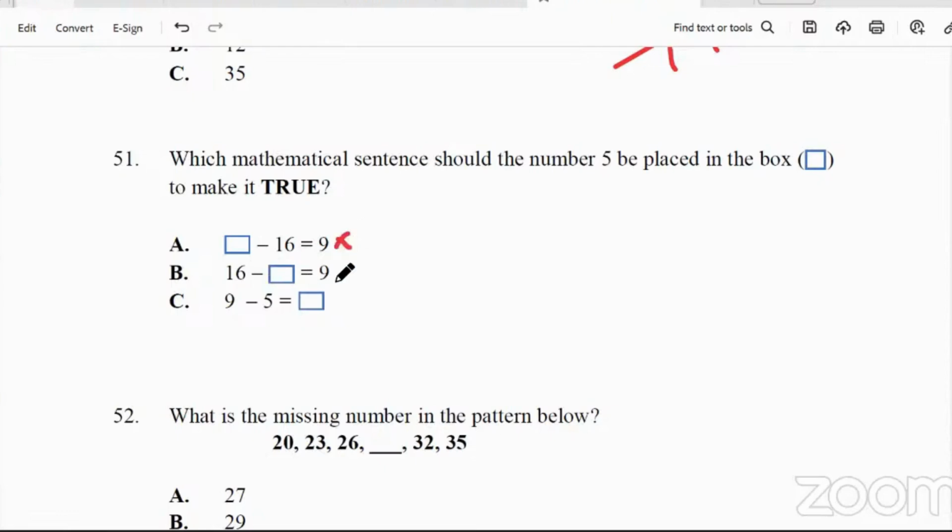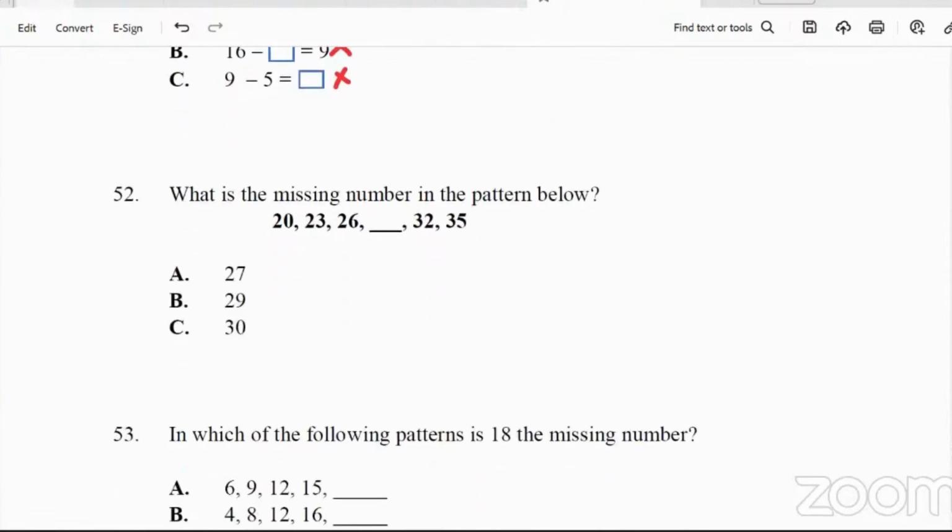16 minus 5, the answer is not 9. That's also not correct. 9 minus 5, the answer is not 5. So this is also not correct. I think they perhaps made an error. I'm thinking it probably would have been C, 9 minus 4. And then you would have put 5 in the box to make it true. But as I'm saying, as it stands, there's no correct answer there. So I am moving along.